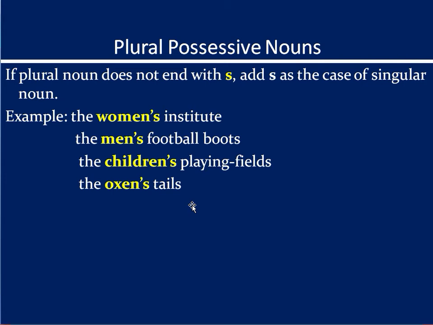For example, the women's institute, that is the institute which is for the women. The men's football boots. The children's playing fields. Fields mean grounds. The oxen's tail. Oxen is the plural of the word ox. So here it is not ending with s but with en, and we are adding only apostrophe s like we do in the singular possessive noun.